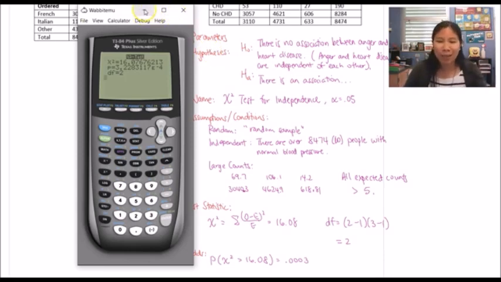So I'm not going to write out the conclusion for you here this time because it's exactly the same as before. We compare our p-value to our alpha level. It is less than, so we reject H0. We do have convincing evidence that HA is true. There is an association between the anger level and your heart disease. And because we are rejecting H0 here, you would need to find your largest component again using the lists.